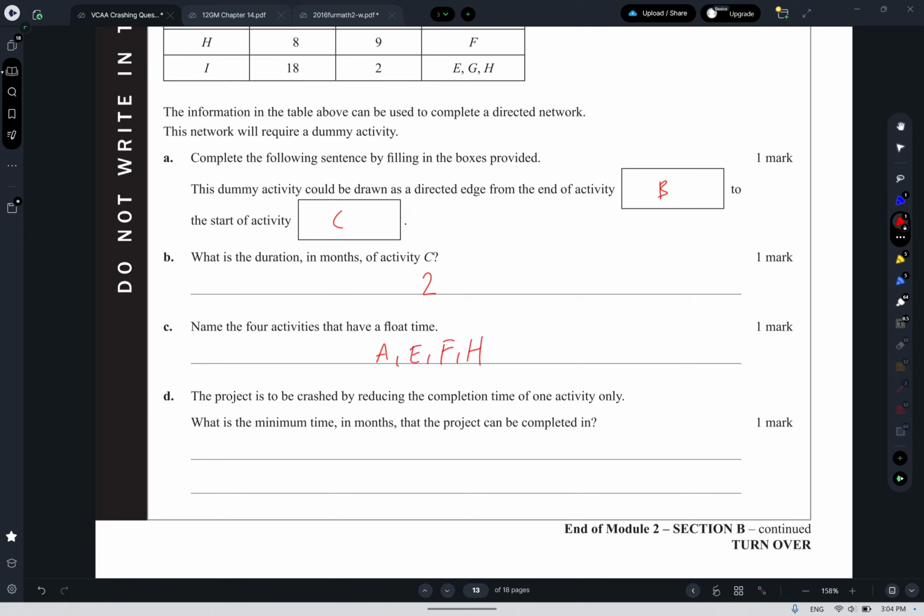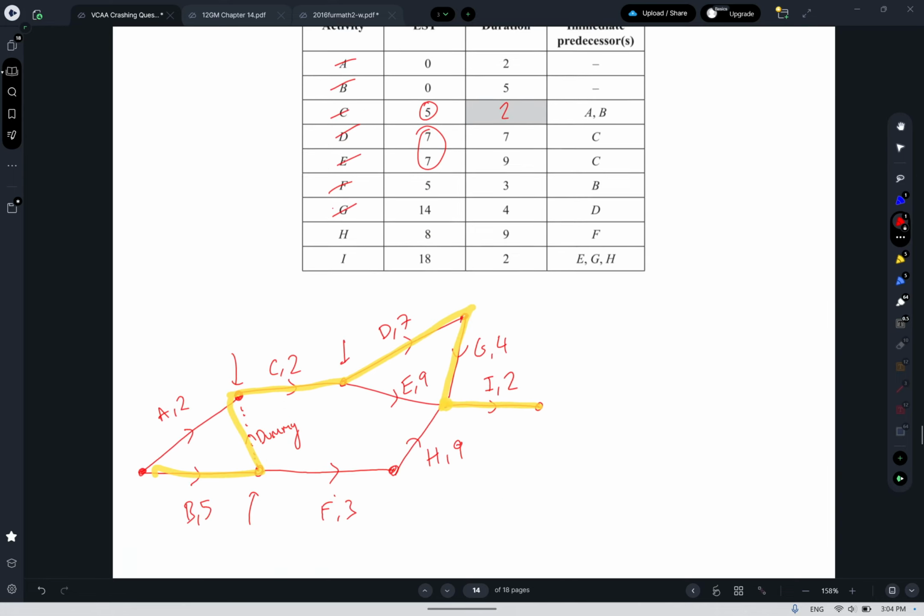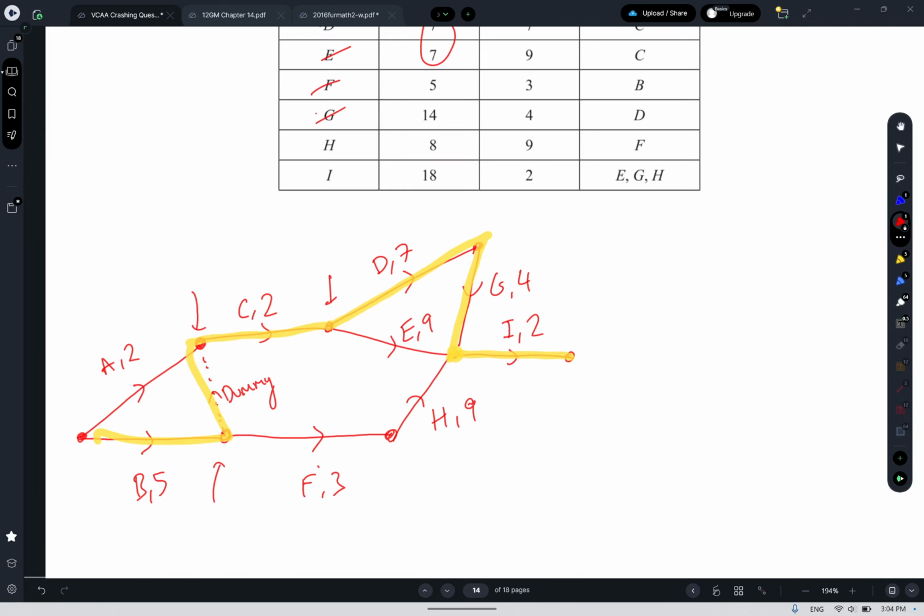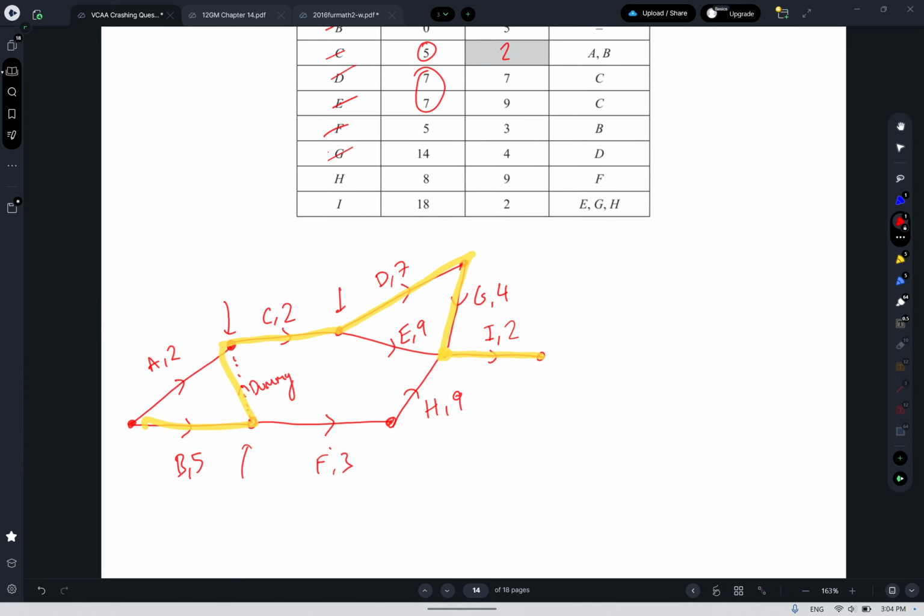Cool. The project is to be crashed by reducing the completion time of one activity only. What is the minimum time in months that it can be completed in? Okay, so we know that the full duration is 20 because there's an EST of 18 there, and then I takes 2 to give me 20. I can crash the duration of one activity.